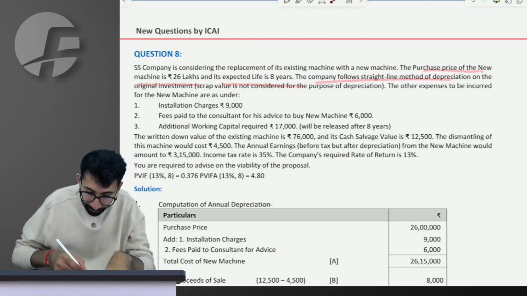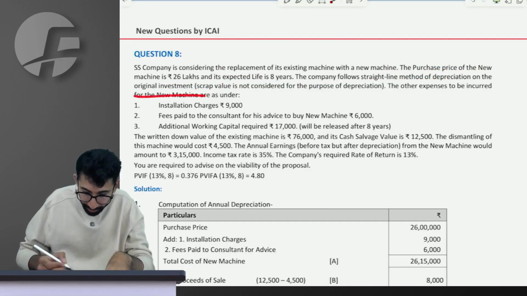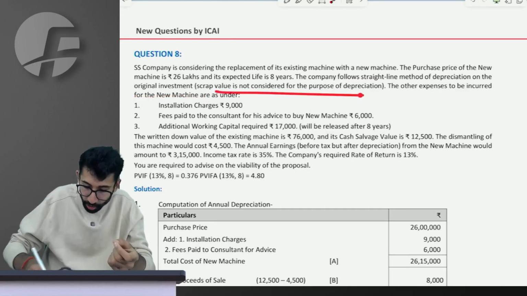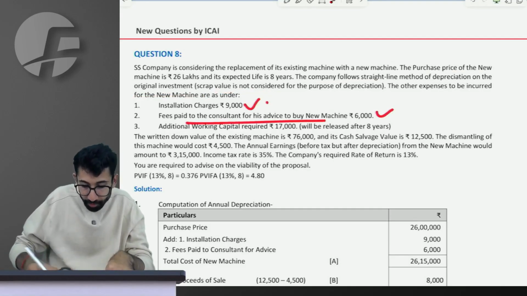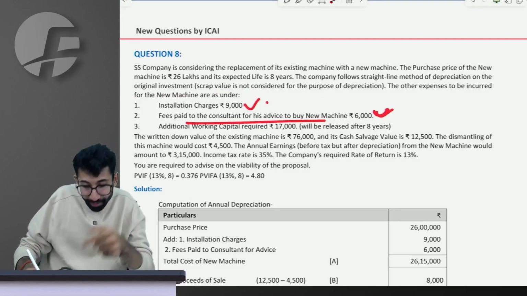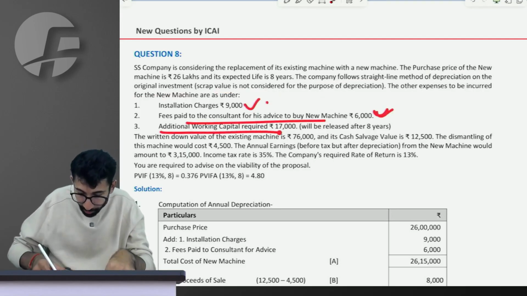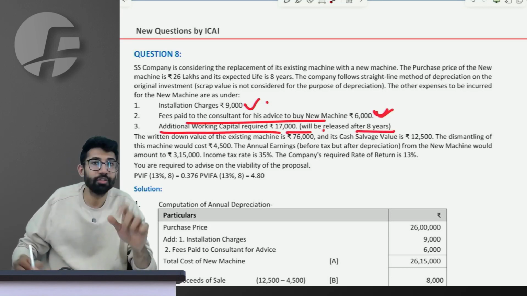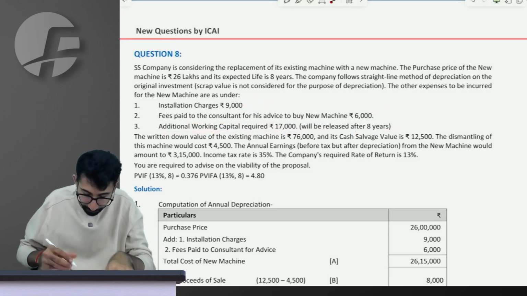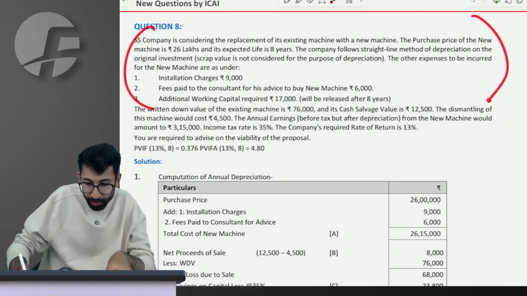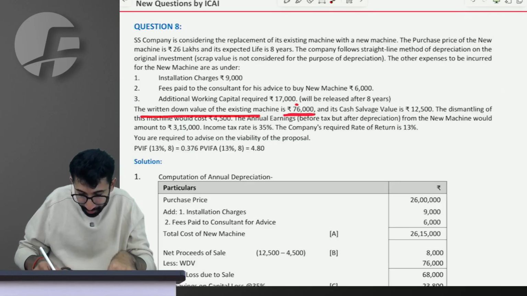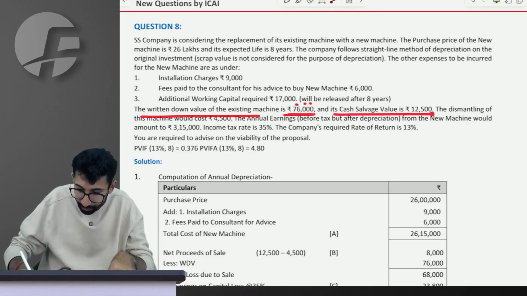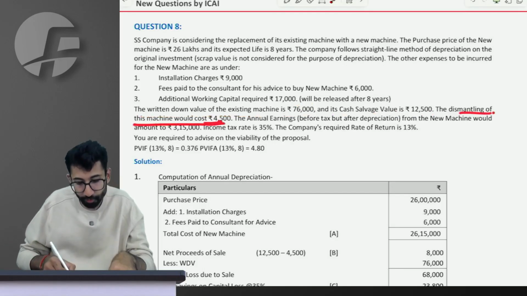Company follows SLM. Original investment will be used for depreciation, no salvage value. Other expenses: installation 9,000, fees paid to figure out which machine to buy is 6,000 rupees. Additional working capital 17,000 which will be released at the end. Fine. So with respect to the new machine, we have been given all the information. Written down value of existing machine is 76,000. Cash salvage value is 12,500. Dismantling of this machine would cost 4,500.